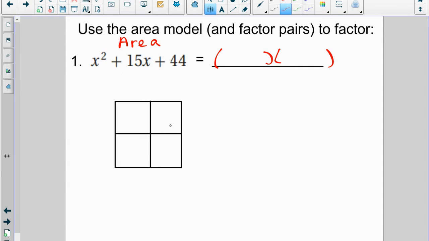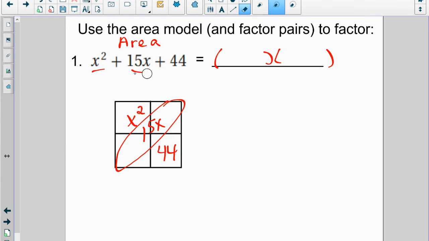Now this trinomial represents the area. So in my 4 boxes, I know that the x squared is going to go in the first box. I know that these 2 boxes have to add up to 15x. I just don't know how it's split up yet. And I know that the last box has to be 44, because those are my 3 terms right here.